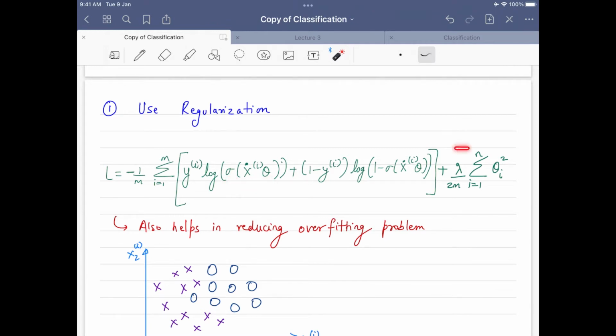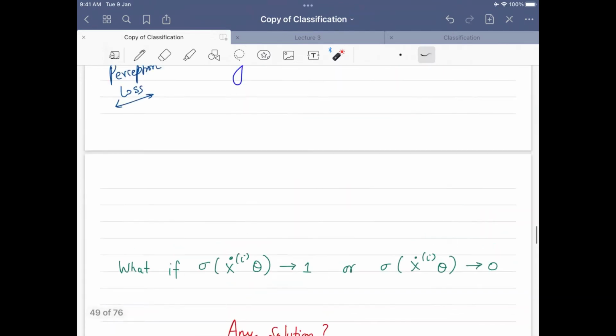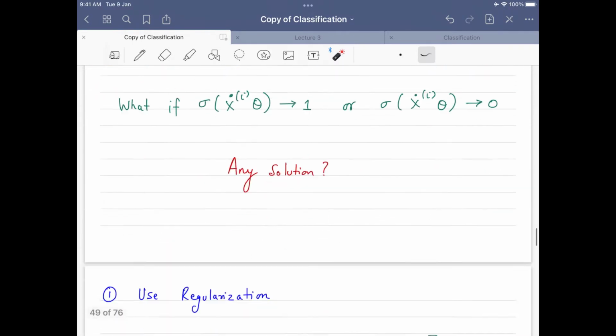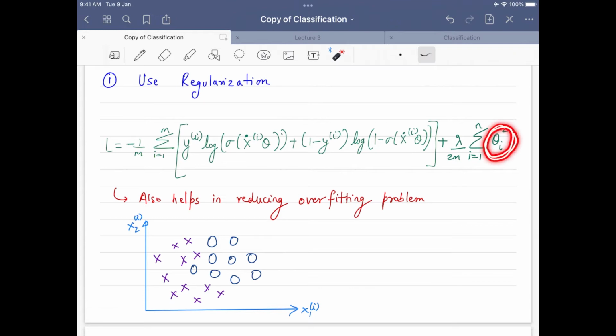So somewhere it will help you in avoiding this type of situation where the problem blows up, like here where you have the close to 0 and close to 1 situation, right? It tries to adjust the values of theta in such a way that this situation never arises where this value will be equal to 0 or equal to 1. So it helps in regulating the cost function given over here, by avoiding the situation where these values become close to 0 or 1. So it helps in avoiding it.